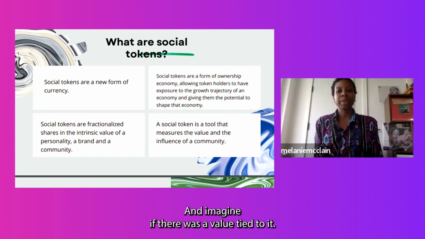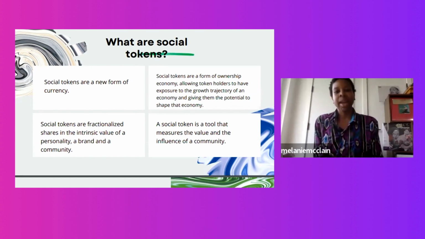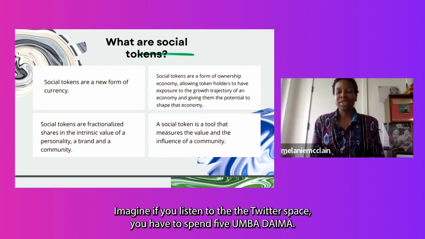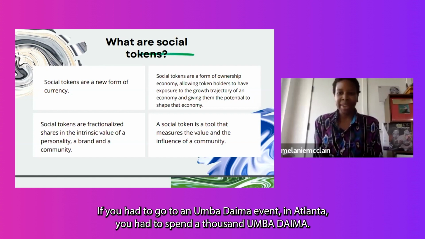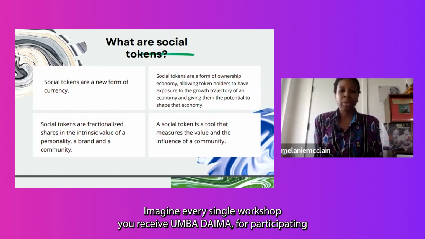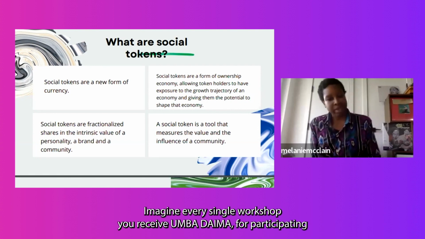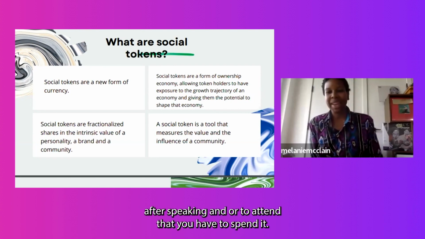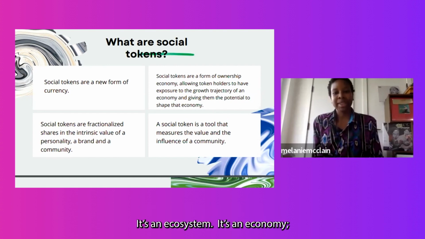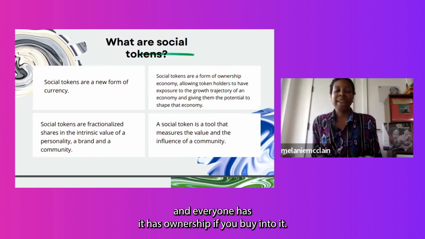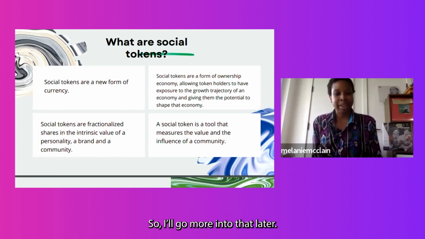And imagine if there was like a value tied to it. Imagine if, to listen to the Twitter space, you had to spend 5 Umbadima. If you had to go to an Umbadima event in Atlanta, you had to spend 1,000 Umbadima. Imagine every single workshop, you receive Umbadima for participating, for speaking, or to attend it, you have to spend it. It's an ecosystem, it's an economy, and everyone has it. It has ownership if you buy into it. So I'll go more into that later.